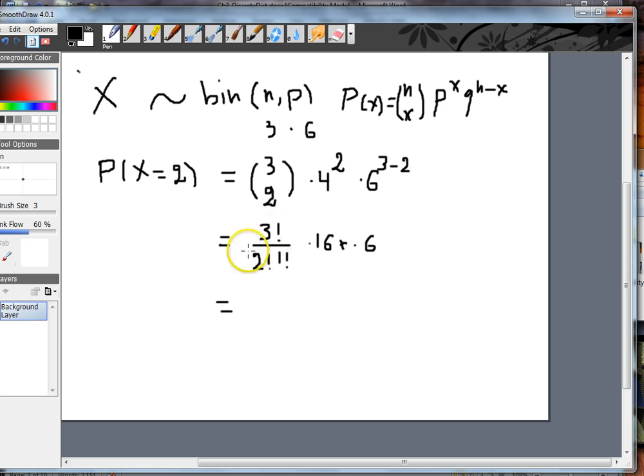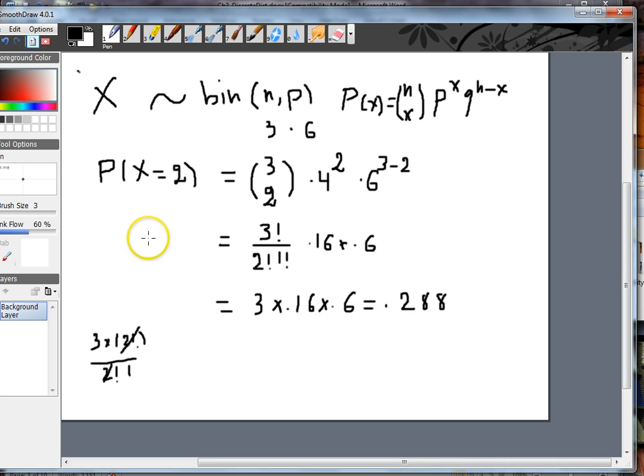3 factorial, let's do it on the side here. 3 factorial is 3 times 2 factorial, which will cancel with the 2 factorial here, and then the 1 factorial is 1, so I have 3. So that's 3 times 0.16 times 0.6, and that's equal to 0.288. Okay, so that's how you compute the probability. You can do the probability of x equals 0, 1, 2, and 3, and you can do them all the same way. And you should probably practice with this exercise.